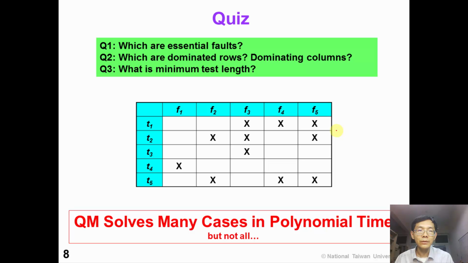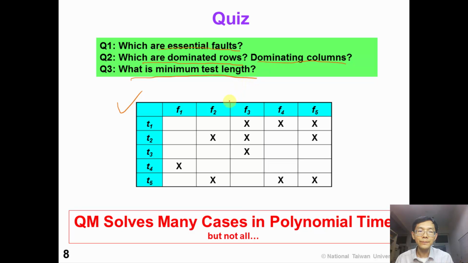Now it's time for you to practice. Given this covering table, please find which faults are essential faults, which rows are dominated rows, which are dominating columns, and what is the minimum test length using the Quine-McCluskey method. Please practice.